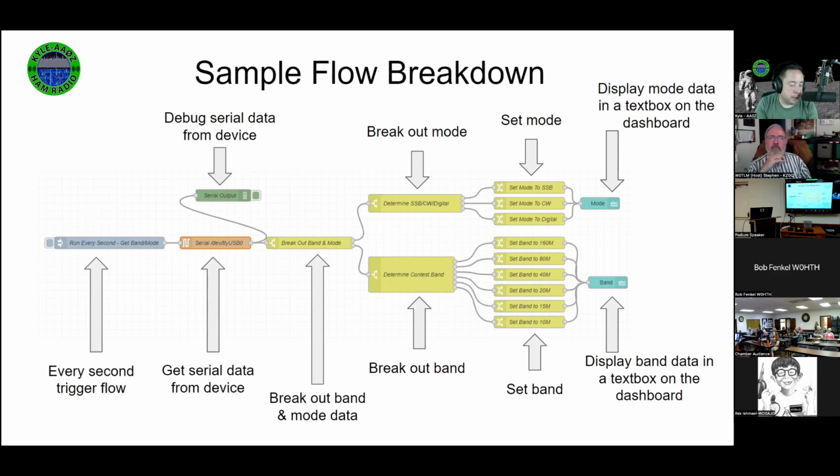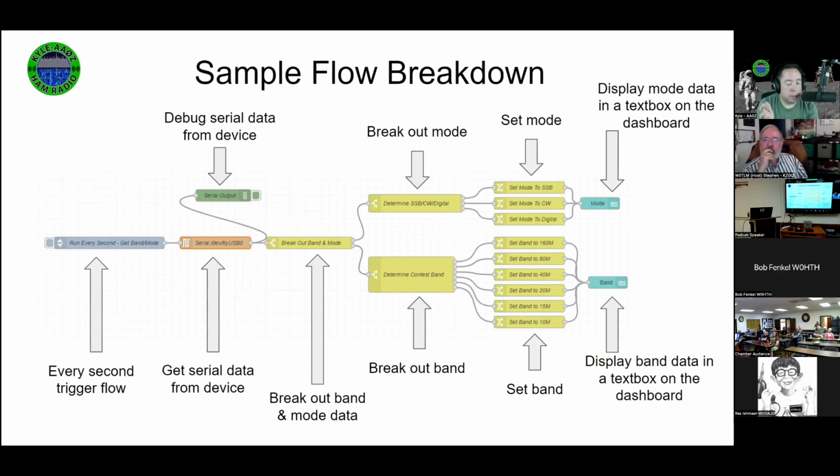So you can take that data and say, you know what, I just want to break out the band and the mode data. You basically shuck off all the rest of the stuff and just get the band and mode info. And then you pass that to an if-then-else.